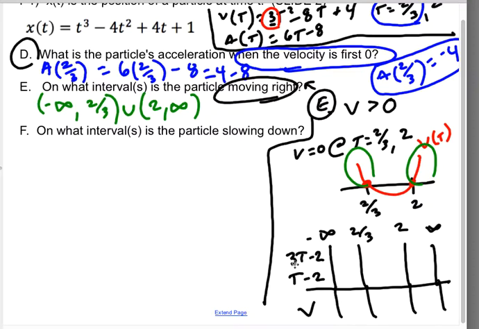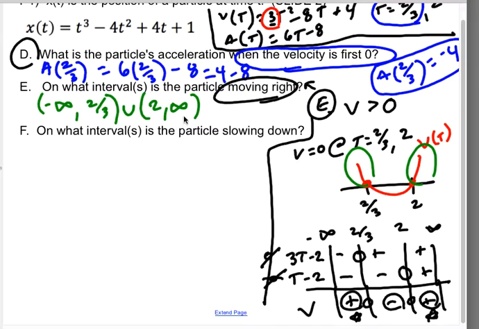So here's what I know. I know that 3t minus 2 is 0 here. It's negative before it crosses 0 and positive after, because this is a line with a positive slope. Same thing for t minus 2. It's going to be 0 at 2, and because it's a line with a positive slope, it's going to be negative before it crosses that 0 and positive after, which means my v is going to be positive, negative, and then positive, with it being 0 at both 2/3 and 2. So then the intervals I want are the same two intervals I wrote in green up here. I don't care how you get there, that's the idea.